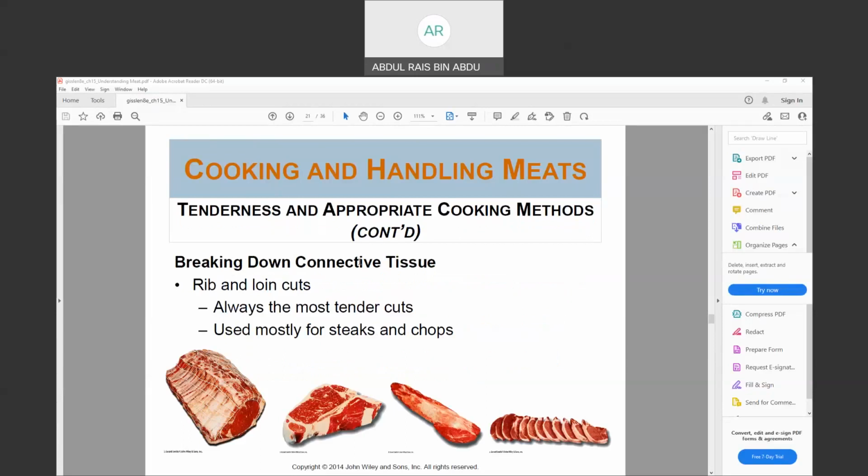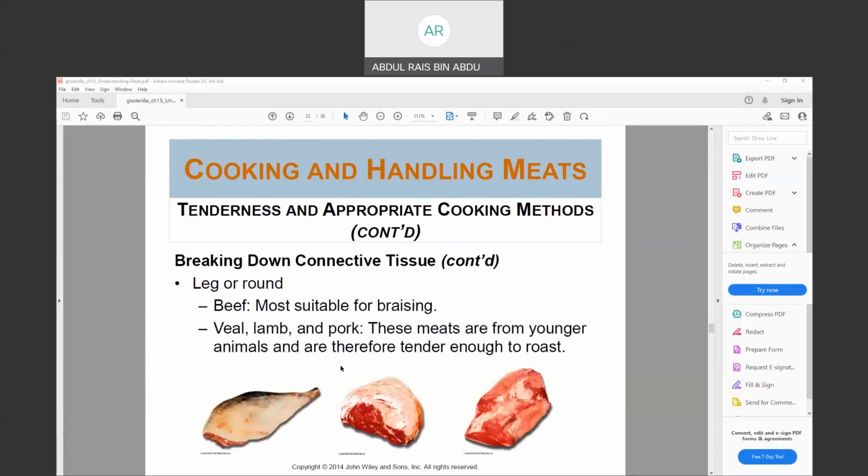And you need to break down the connective tissues, especially for the rib and loin cuts. Dia kata always the most tender cuts, okay, and usually it's the most favorable parts to do steaks and chop lah, okay. The loin ataupun kalau kita based on the diagram tadi, dia bahagian belakang, tulang belakang lembu tu lah, daging dia yang paling lembut. Okay.